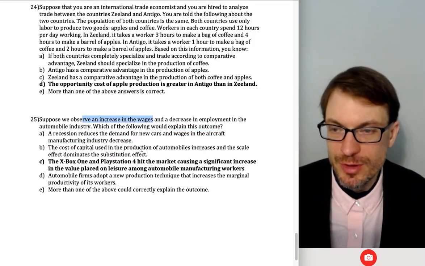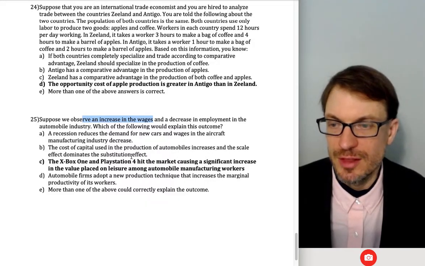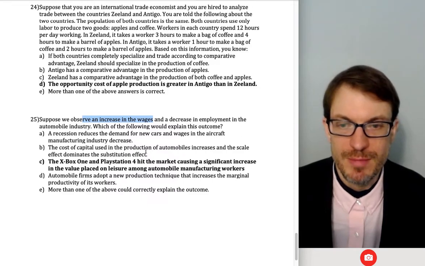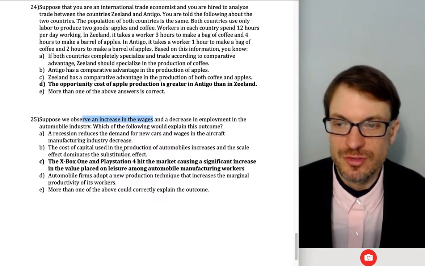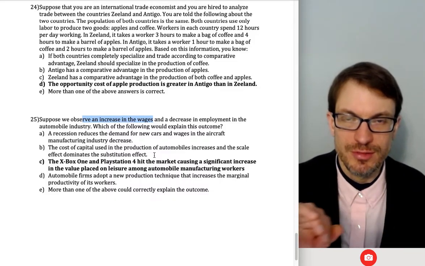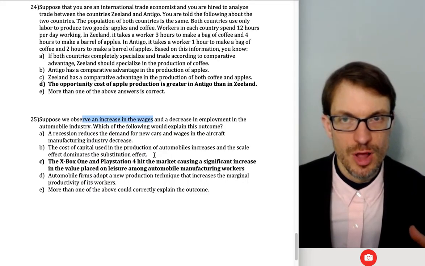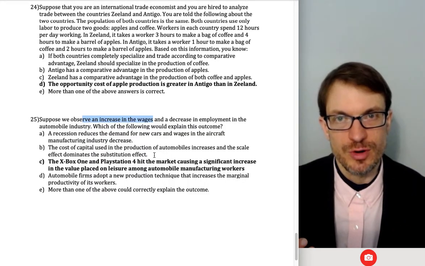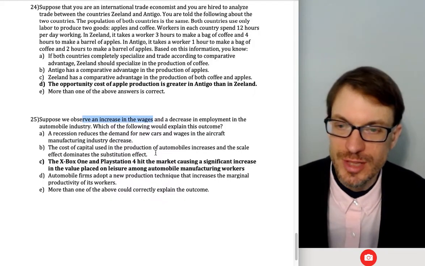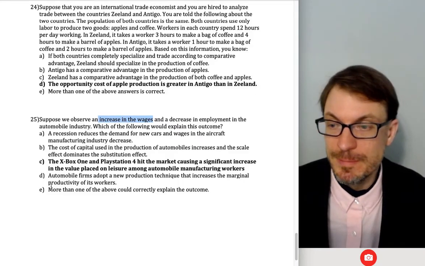The cost of capital used in the production of automobiles increases, and the scale effect dominates the substitution effect. This means it's more expensive to automate, but the scale effect is stronger than the substitution effect, meaning we have less automation, but this also means we hire fewer workers overall, because the scale effect is where technology is a complement for labor. And so this will lead to a reduction in labor demand. That's actually going to lead to a decrease in wages, so it's not B.